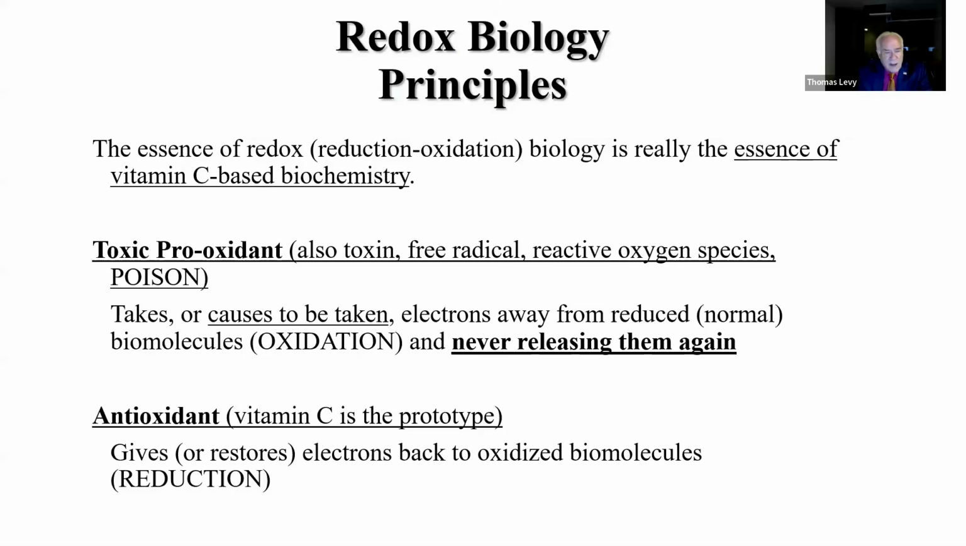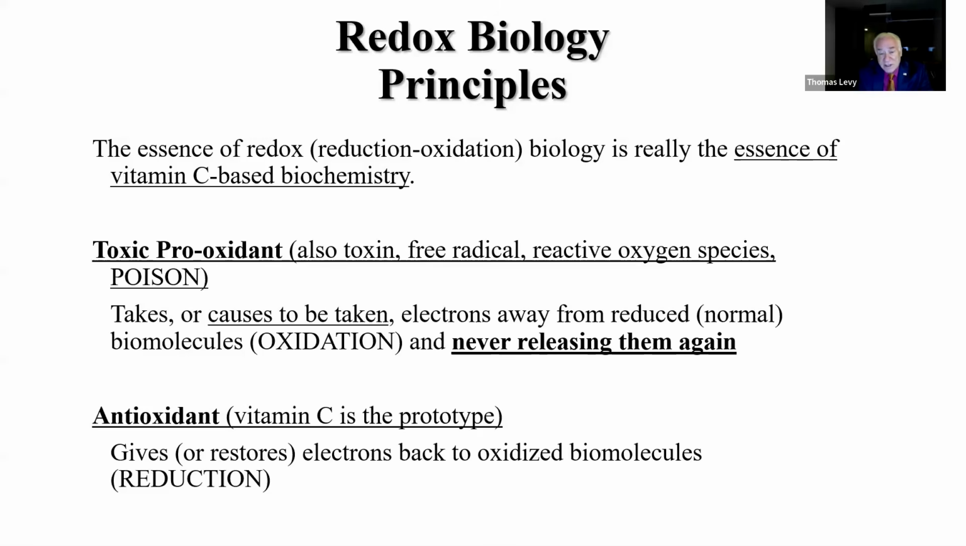So when it comes to a pro-oxidant, something that takes electrons away from molecules and leaves them electron depleted, you have a toxic pro-oxidant, and this is also called just a toxin, free radical, a reactive oxygen species, or even more generically, if you will, a poison. Anything that poisons you that's toxic is going to take, or cause to be taken, electrons away from normal, also called reduced, biomolecules, and this leaves the biomolecules in an oxidized state, an electron depleted state.